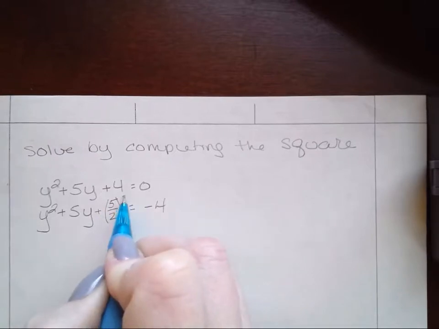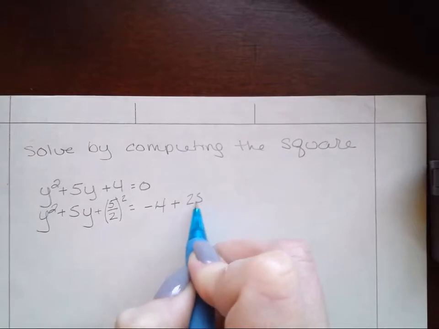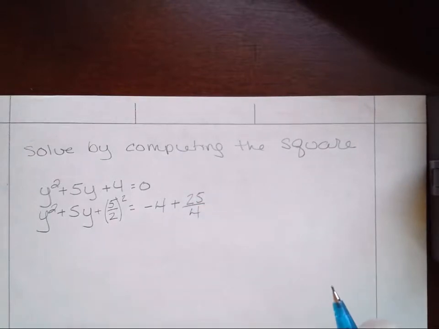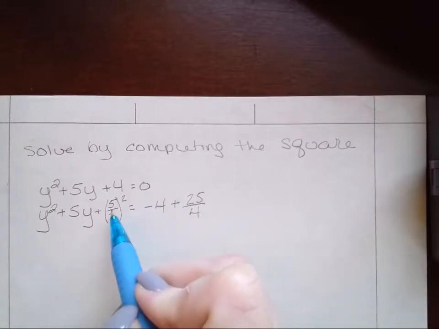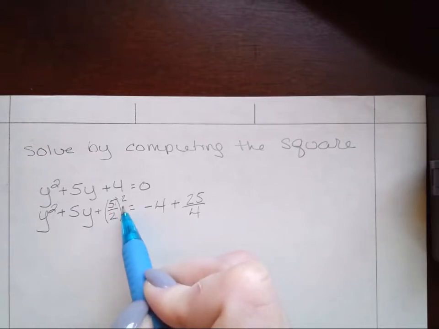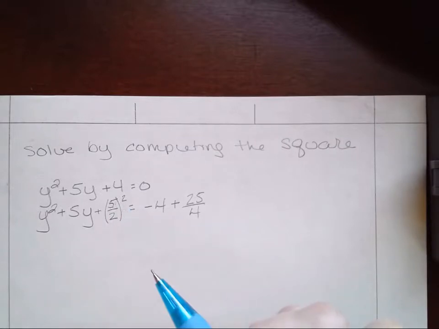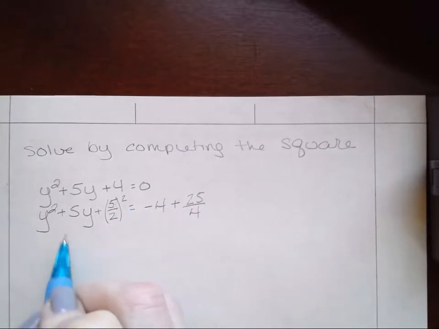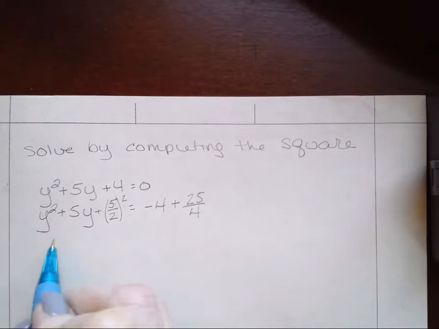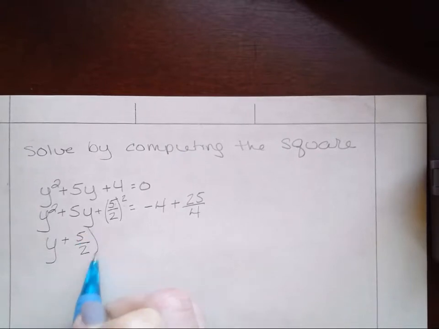So we're adding 5 halves squared. If we add this to the other side, we can actually do that out and square it. So 25 over 4. So remember, anytime we have a rational number raised to an exponent, in this case square, we square the numerator and square the denominator. So this is now a perfect square. So we have y plus 5 halves, this whole thing is squared.